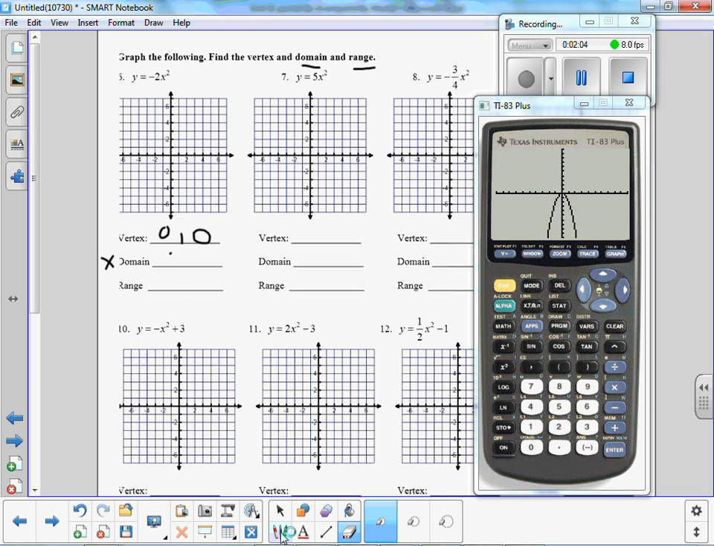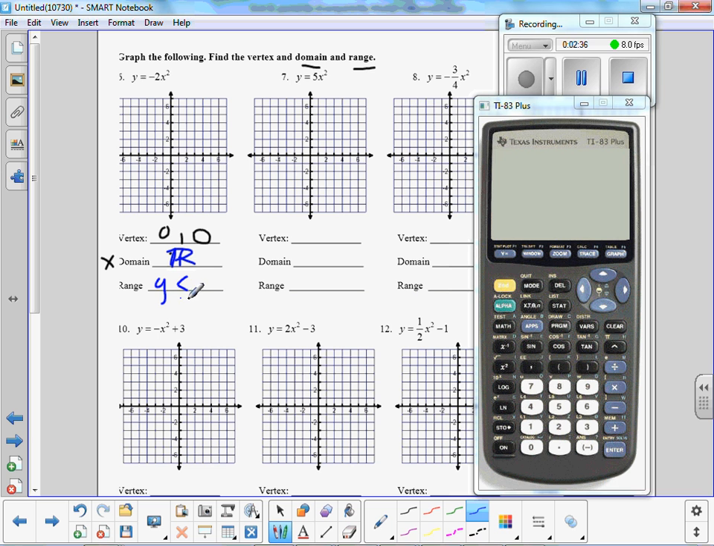So for the domain, for the most part, with most of these parabolas, when you graph the x, it's going to be all real numbers, and I'm going to write it like an R. It's a symbol that indicates all real numbers. And the range is where the graph hits the y. So the graph hits the y at y is less than or equal to 0. In the next video, I will explain exactly how and why that is true.